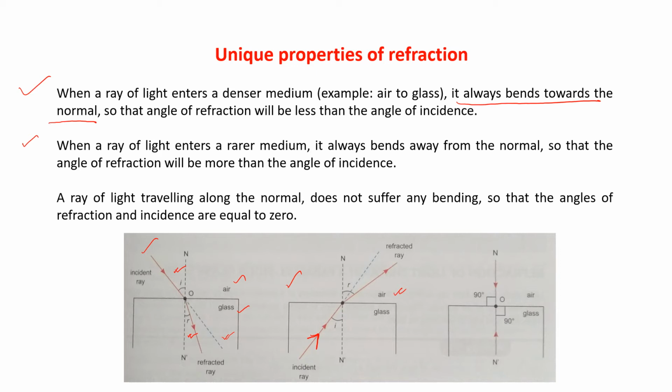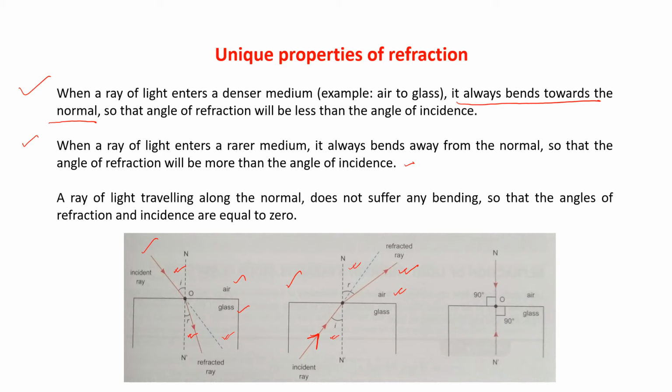So when a ray of light enters a rarer medium from a denser medium, it always bends away from the normal. You can see that it is going through this line. Otherwise, it should go straight along this dotted line, but it is not. It is bending away from the normal. In this case, the angle of incidence is less than the angle of refraction, so the angle of refraction will be more than the angle of incidence.